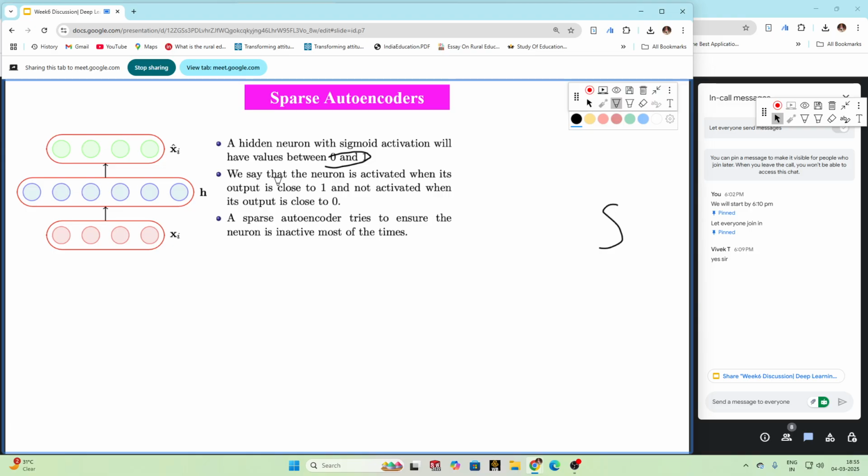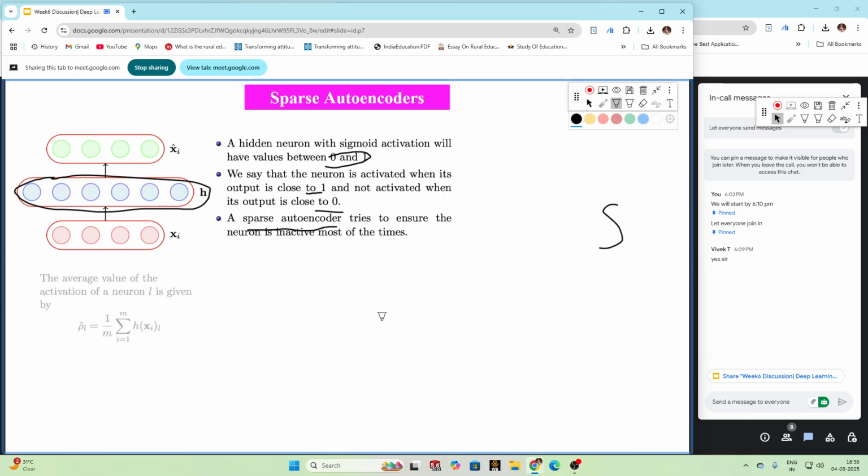We say that a neuron is activated when its output is closer to 1, and not activated when its output is close to 0. So a sparse autoencoder tries to ensure that a neuron is inactive most of the time. We are talking about hidden neurons only, not the output neurons. The sparse autoencoder tries to ensure that the hidden neurons of the encoding layer are inactive most of the time.